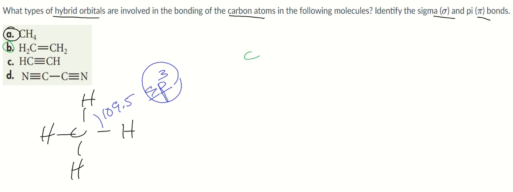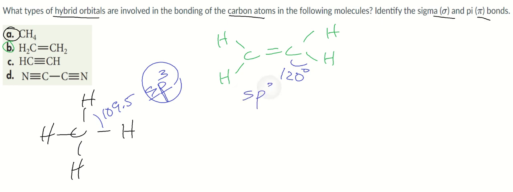Okay, let's do B. That's ethylene. It's a double bond between the carbons, and then you've got this kind of geometry. This is going to be trigonal planar around each of the central carbons. So when you need a 120 degree bond angle, or 3 equivalent bonds, you're going to need to mix one s with 2 p's. So that's going to create 3 equivalent bonds, 1, 2, and 3.